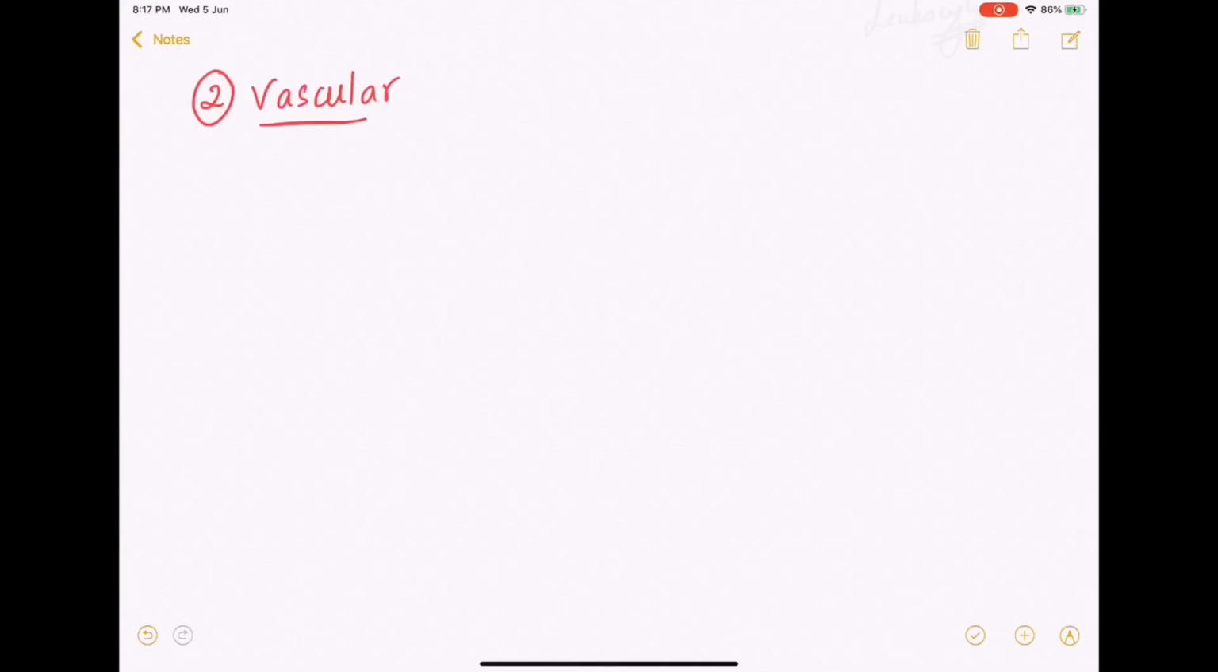The second step we have are the vascular changes. So over here, the first thing we'll see is that there is some transient vasoconstriction. The motive of this is to keep the blood loss minimum. And this might remain so only for a few seconds.